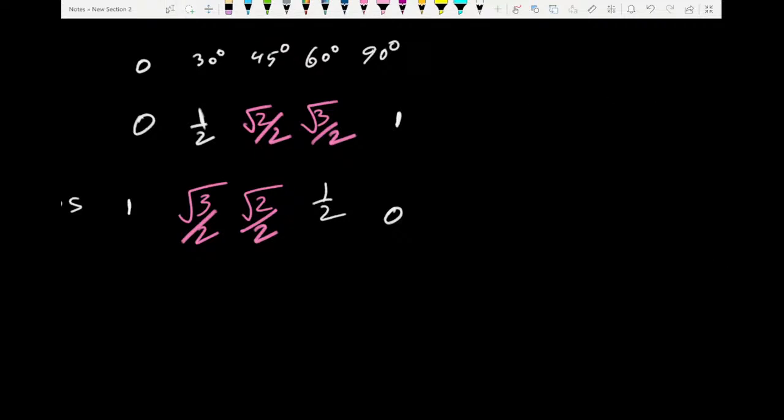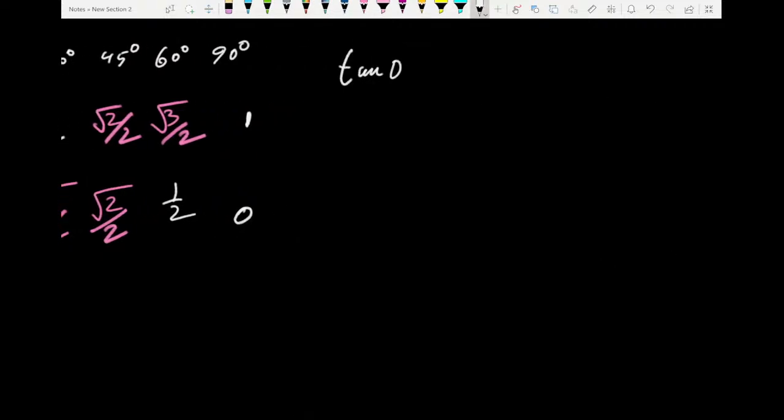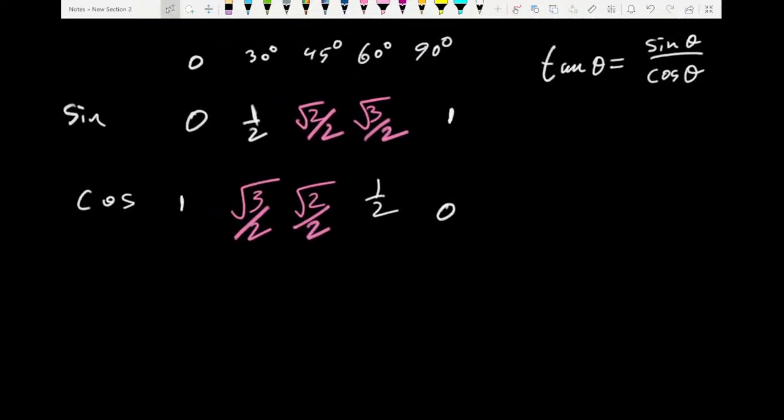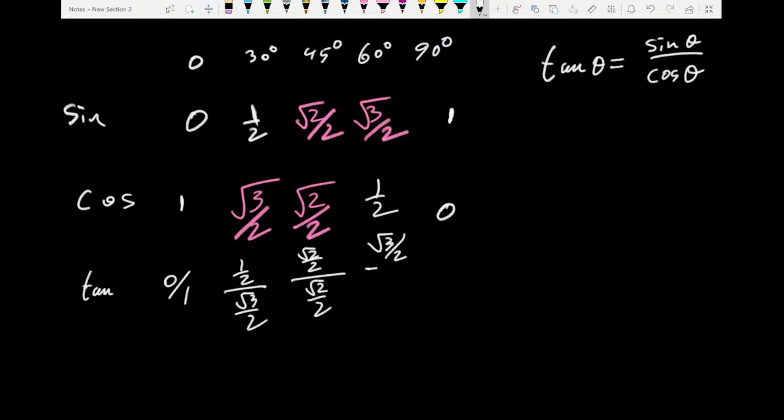Another property that I need to give you: tangent of theta also equals sine of theta over cosine of theta. If I use that property, I could make this table a little bit bigger. Right over here, tangent of theta would be sine of theta over cosine of theta, which is 0 over 1. I get 1/2 over square root of 3 over 2, square root of 2 over 2 over square root of 2 over 2. I get square root of 3 over 2 divided by 1/2, and I get 1 over 0.